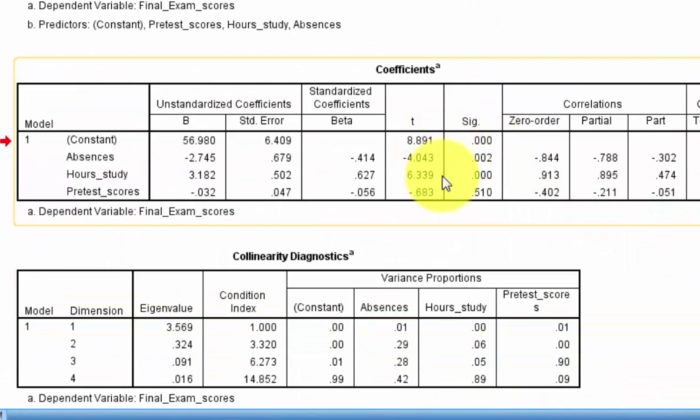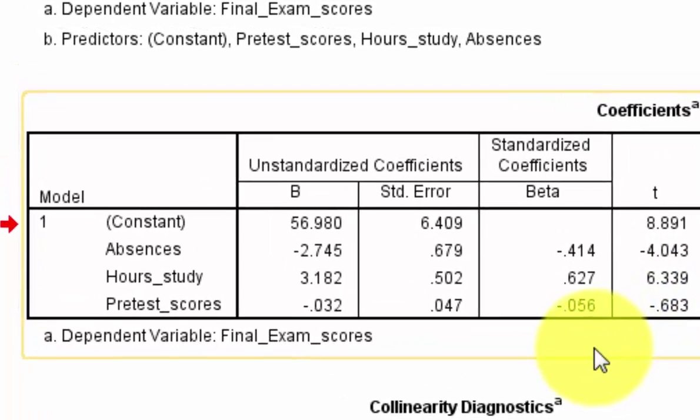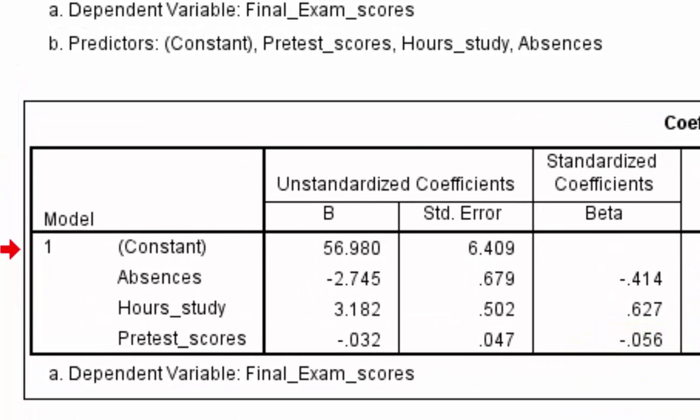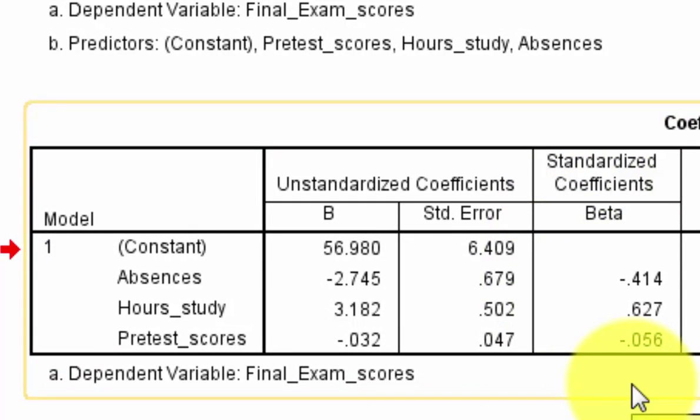So we're going to look at the coefficients to figure out which one is the biggest predictor. So we're going to look at the beta weights, right? Beta weights. So it looks like their study hours is the best predictor of their final exam scores. Gee, go figure.